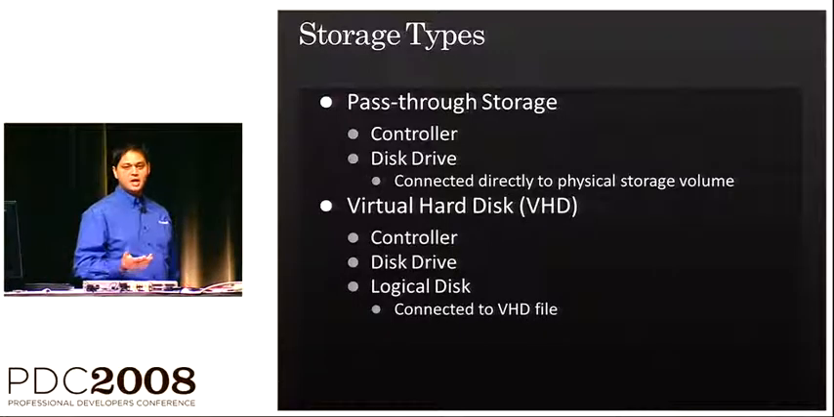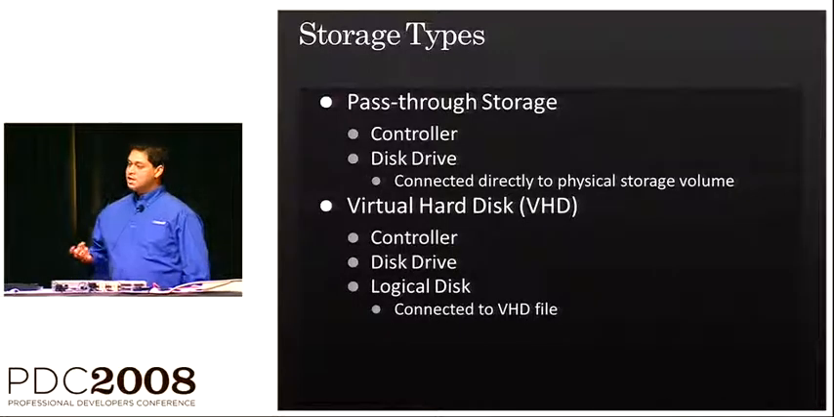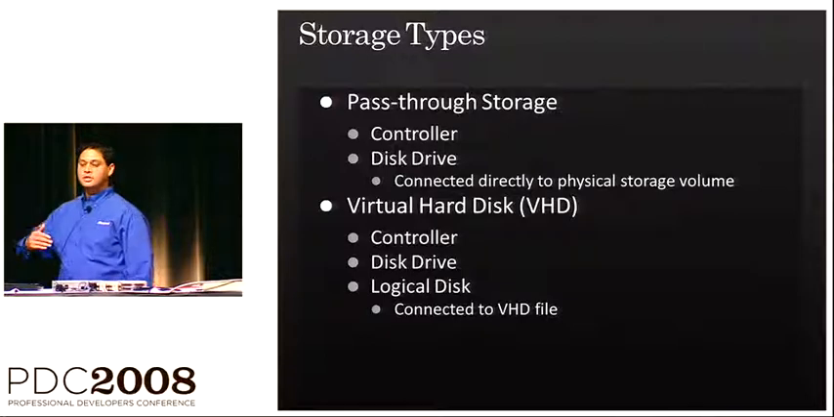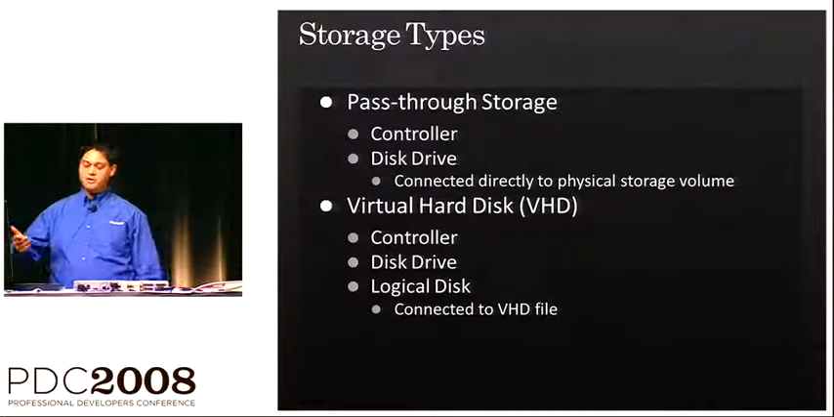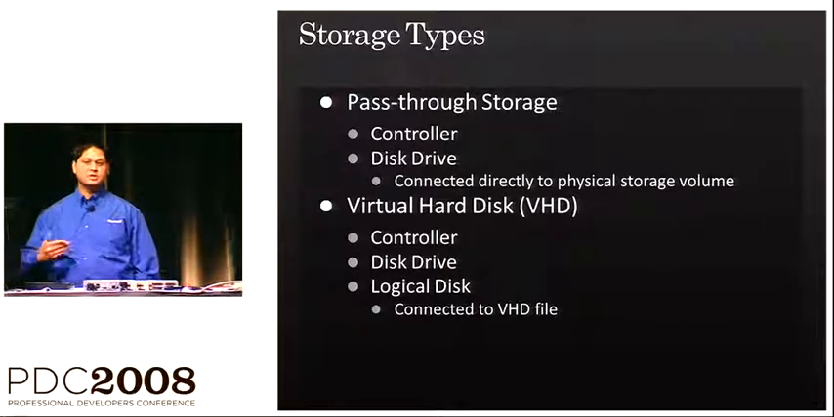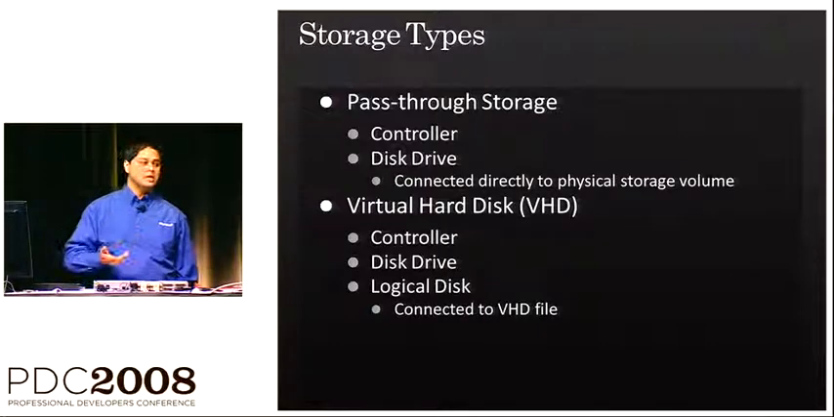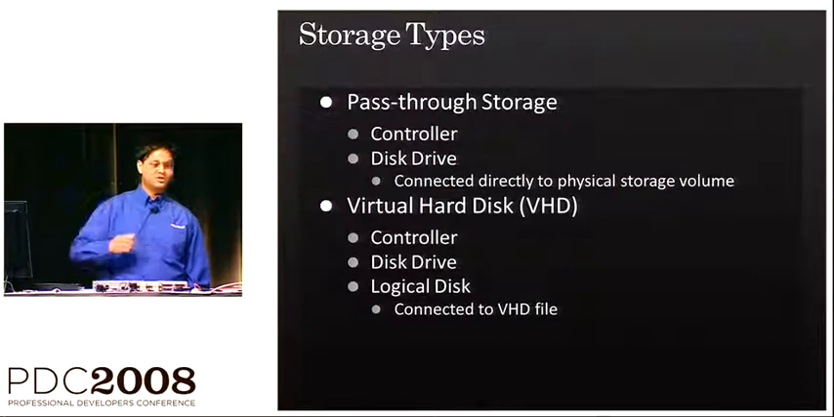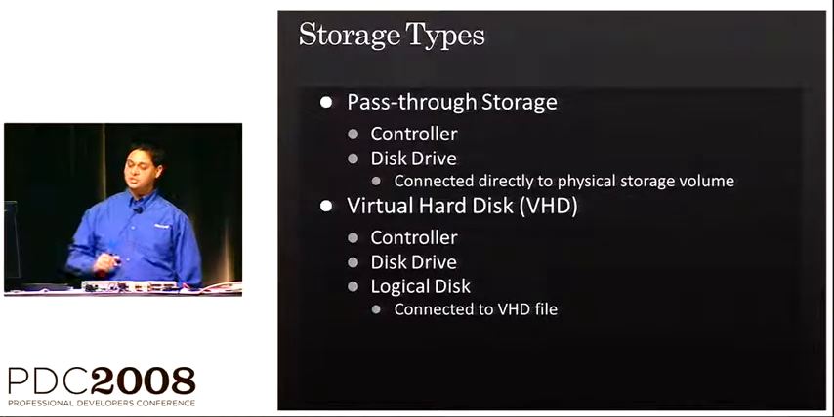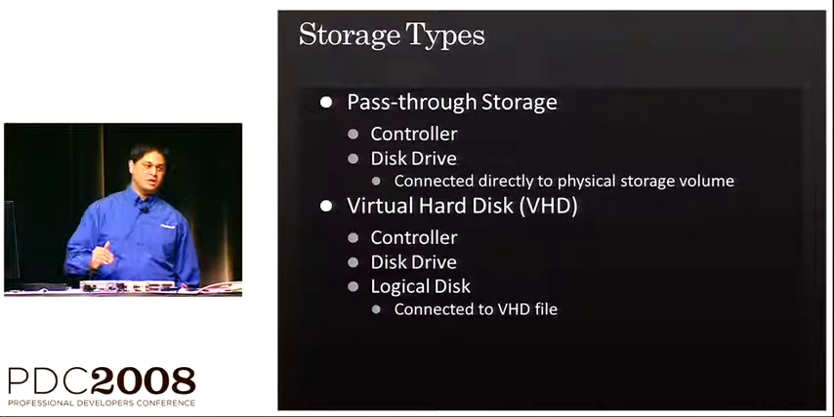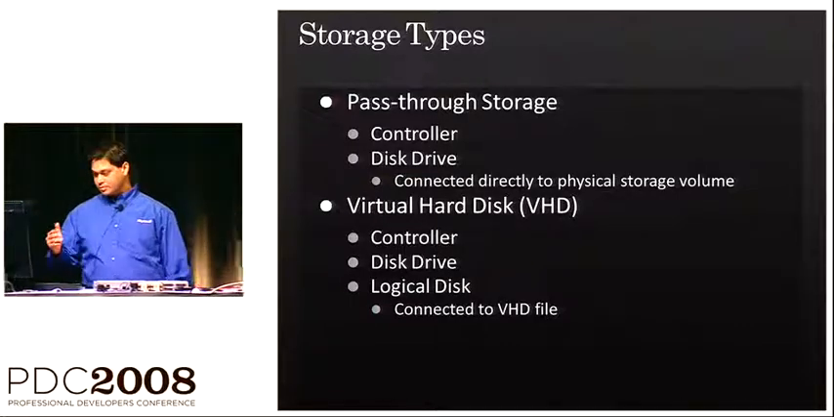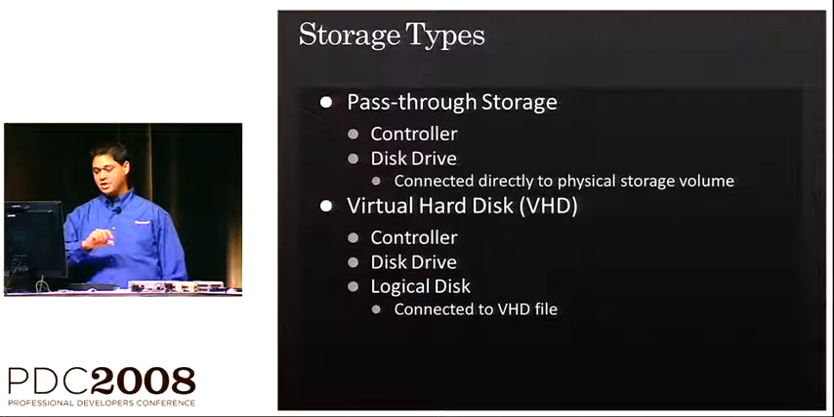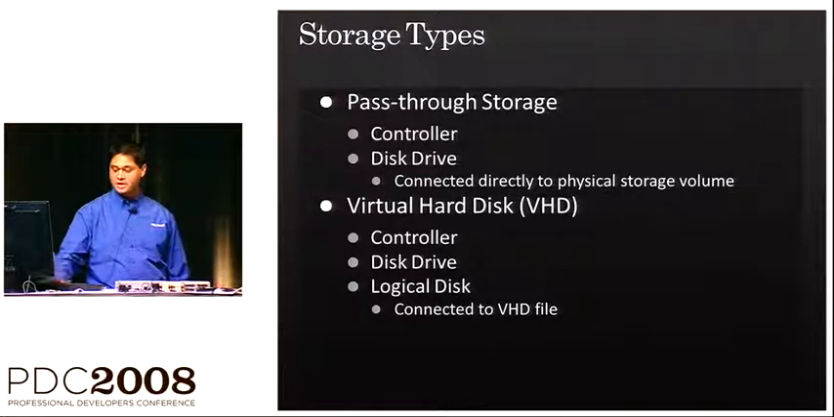With a VHD, however, you actually have three classes. You've got the same sort of controller, the same sort of disk drive. However, you've also got a logical disk. Now, the logical disk represents kind of the media that you're attaching to this drive. There's a one-to-one relationship between a disk drive and a logical disk. And the logical disk actually points to the VHD file that you're getting into the VM.